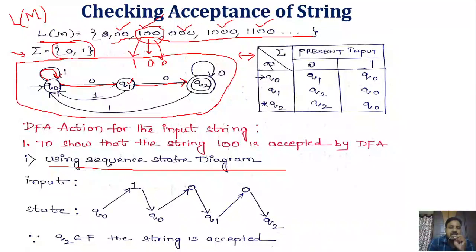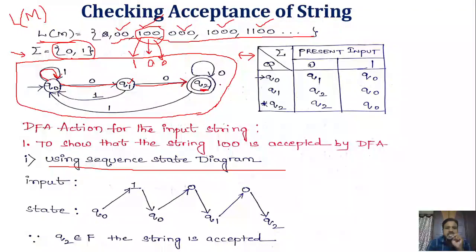Is there any more input? We don't have any more input to process. So in which state are we now? In Q2. So it is the final state. Since it is the final state, we can say that the string 100 is accepted. After processing the string, if we cannot reach the final state, then we say the string is rejected. So these are the things we can check logically by seeing this transition diagram.